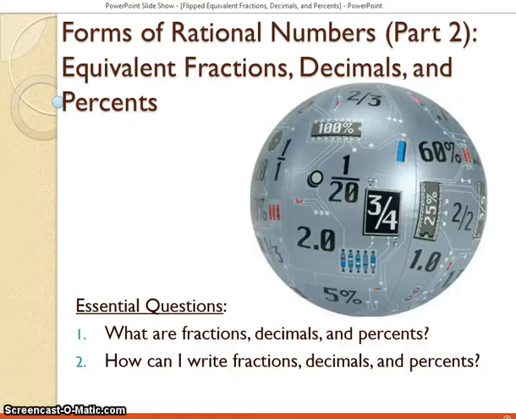Hello students, in today's lesson we are going to continue talking about forms of rational numbers, so you can call this part 2. Today we're going to talk about equivalent fractions, decimals, and percents.